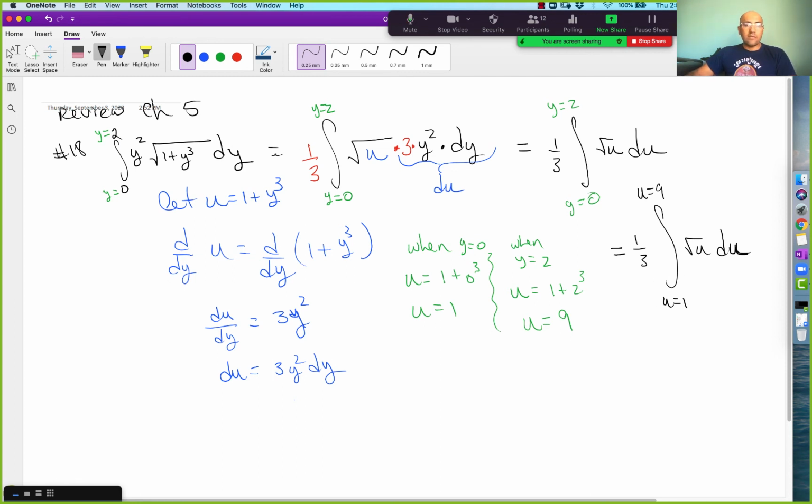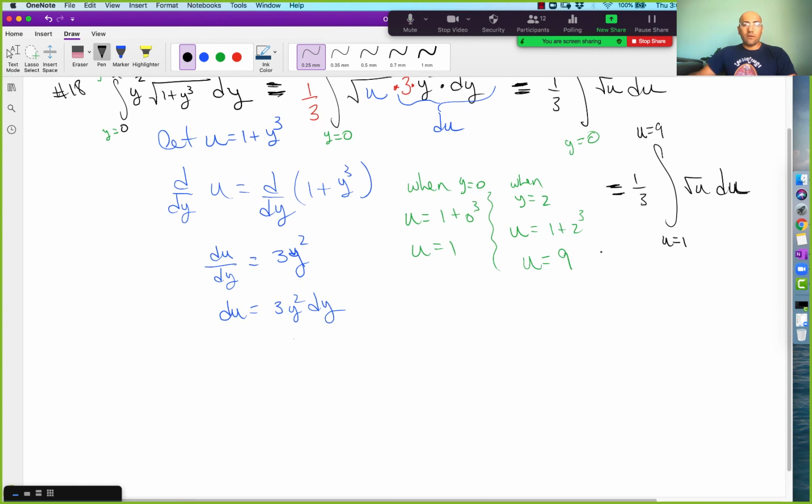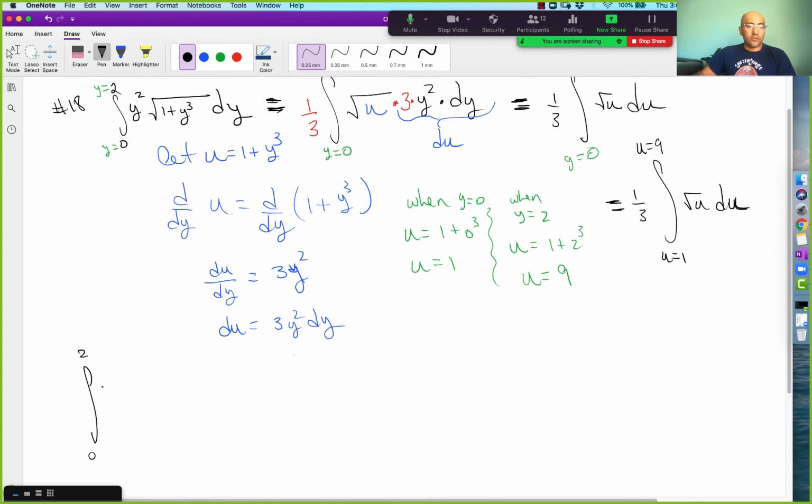So all of these equal signs are important because we're saying that this equals that, which equals that, which equals this. Going back to the original, the integral from 0 to 2 of y squared square root of 1 plus y cubed dy, that one looks ugly. But we're saying that that's equivalent to just finding the integral from 1 to 9 of root u du, which is much easier. That looks much easier to solve.